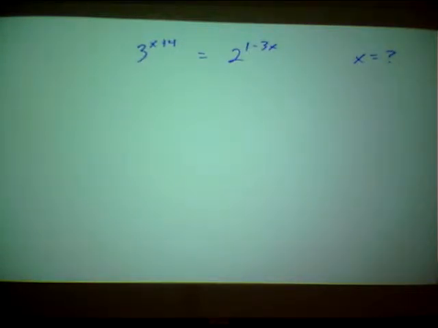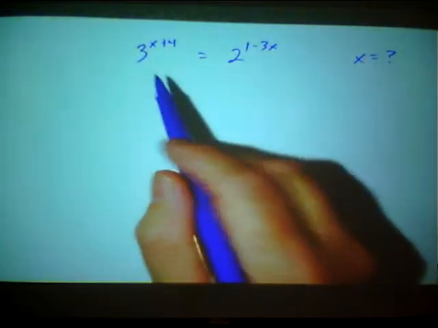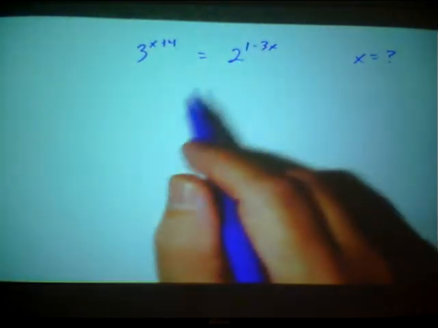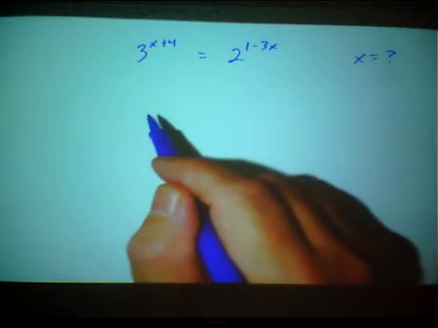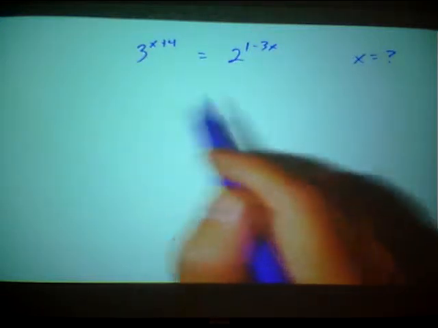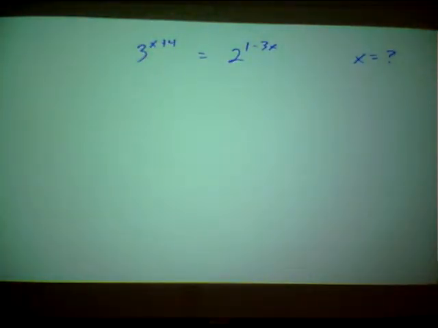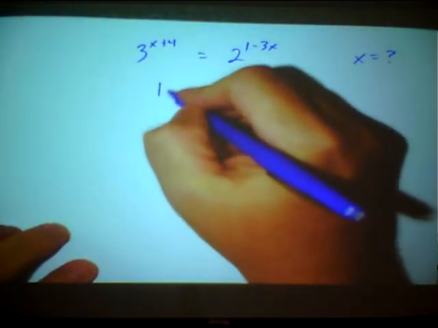Now we had done some problems like this earlier in the chapter, except in those cases either the bases were the same or we were able to get the bases to be the same. But right here I have a base 3 and base 2. They're not the same, and there's no way I can make them to be the same. So here I'm going to actually take the log of both sides. It's my choice. I can take log base 10 or natural log. I'll just go ahead and do log base 10.